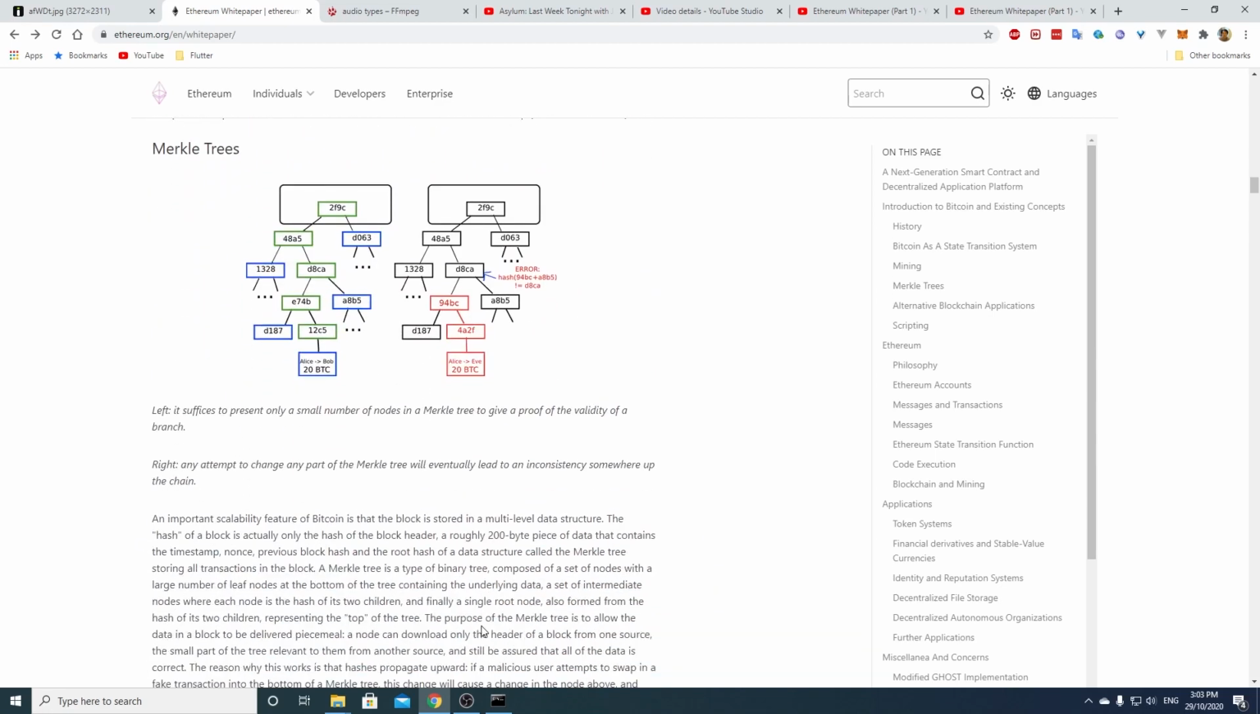Okay, so now we talk about Merkle trees. Merkle trees also need their own video, so I'm going to stop here again.